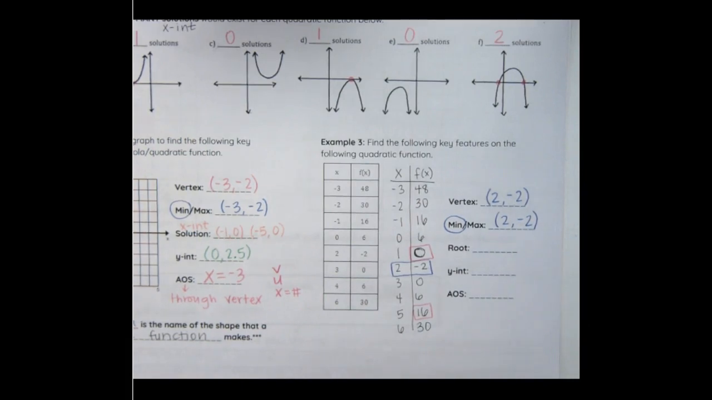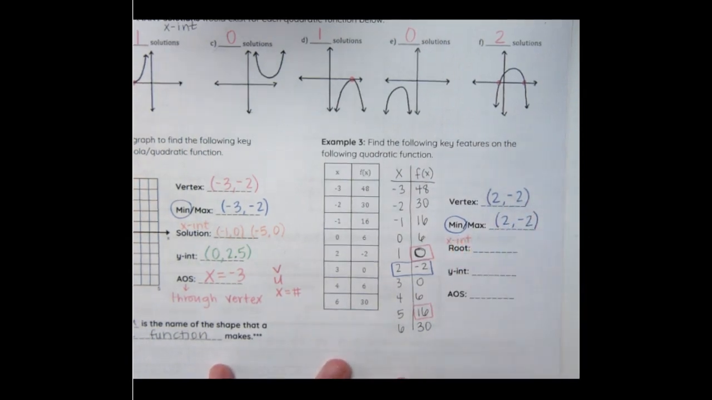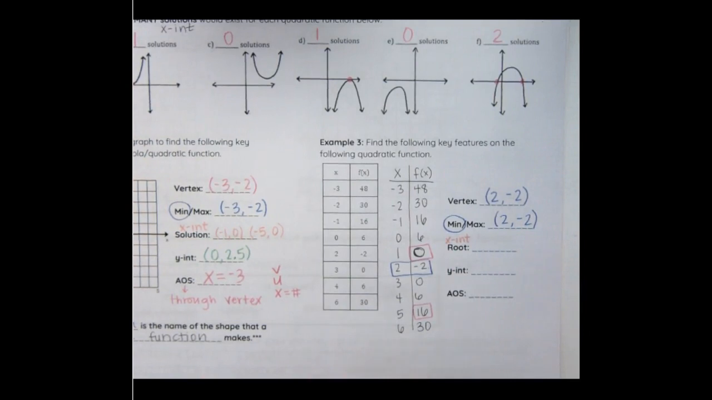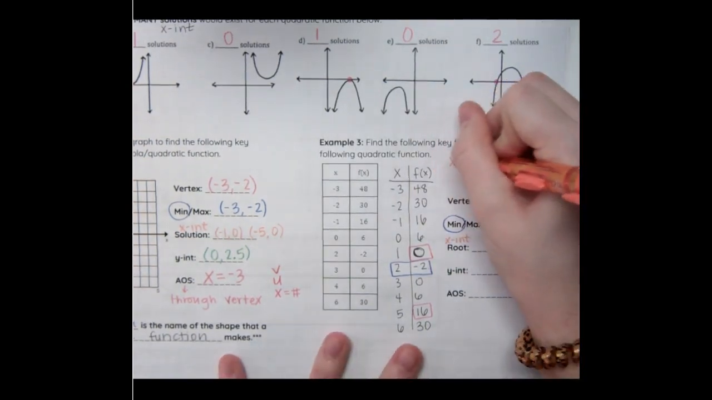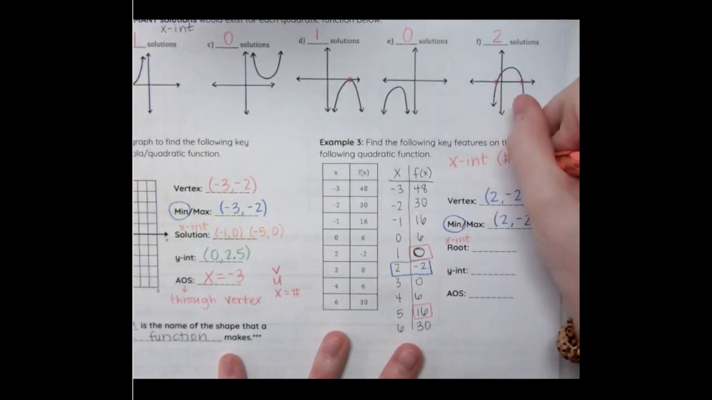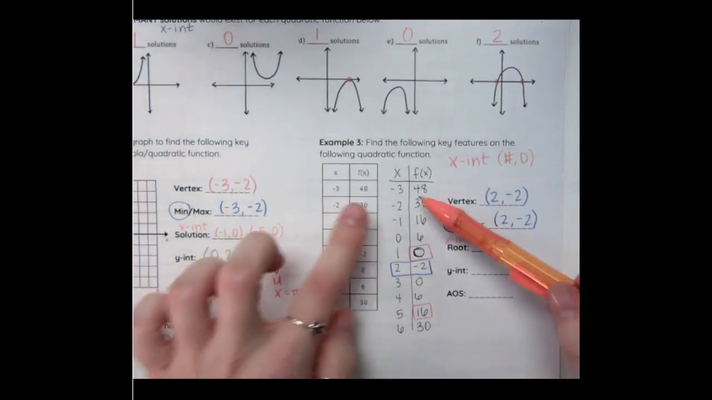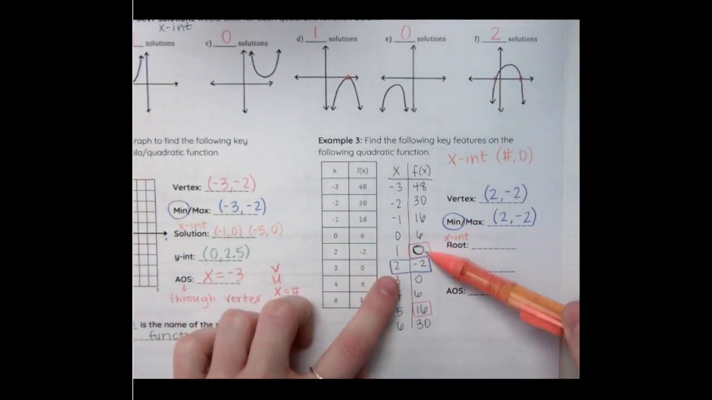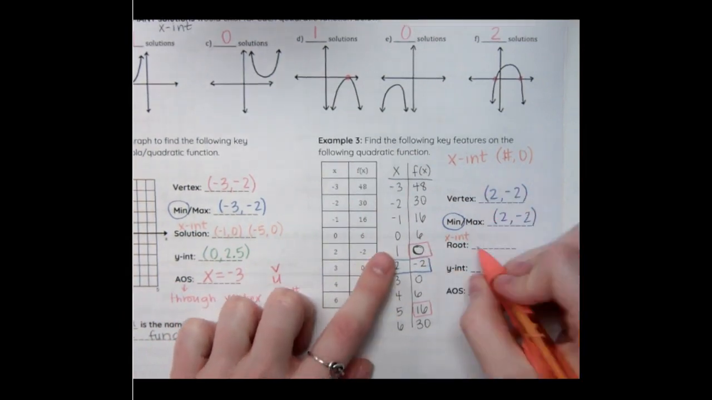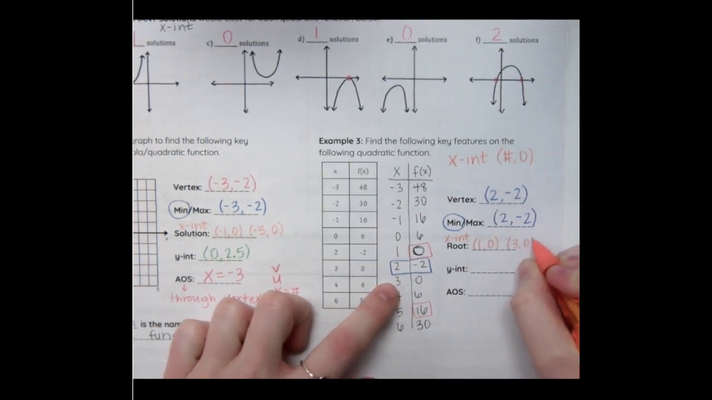Now, root. Root means x-intercept. So we're looking for x-intercepts. And let's recall that x-intercepts look like number, comma, 0. I'm looking for anywhere in here where I see a number, comma, 0. I've got a 0 here, and I've got one here. So our x-intercepts are going to be 1, comma, 0, and 3, comma, 0.